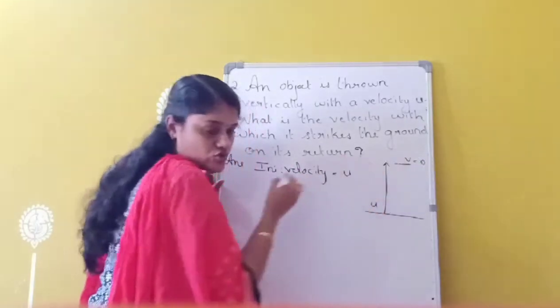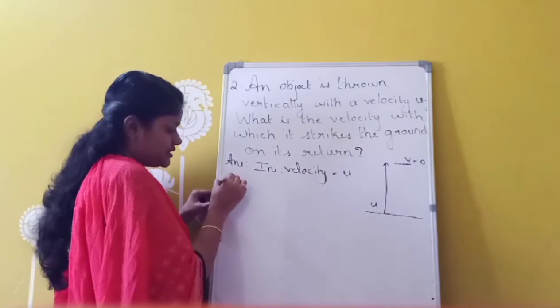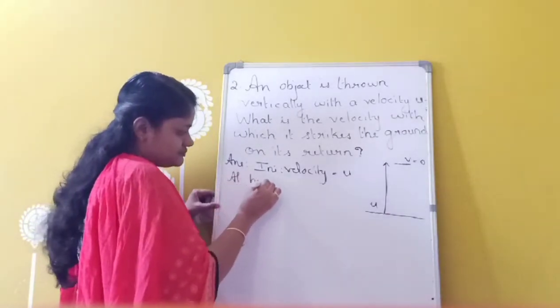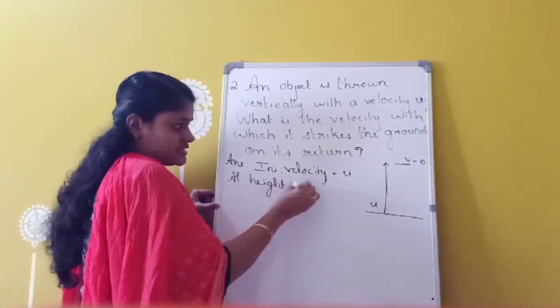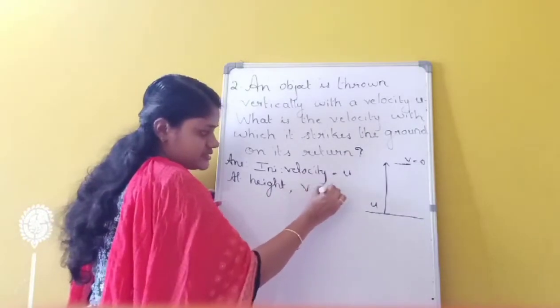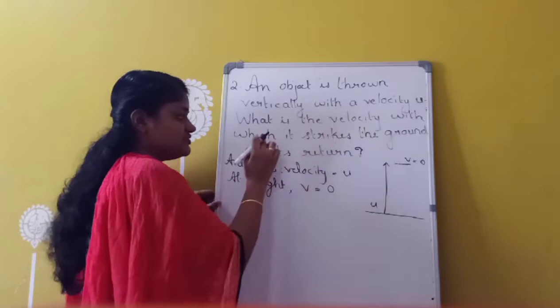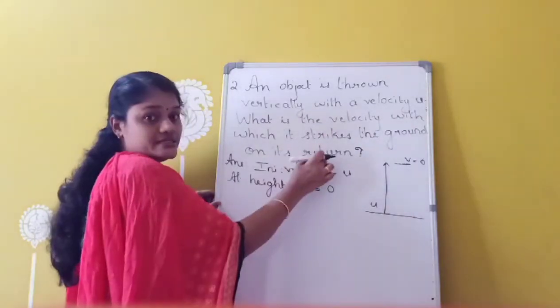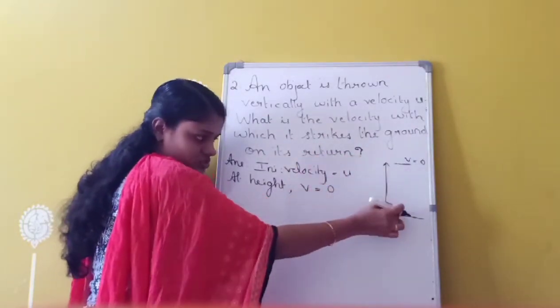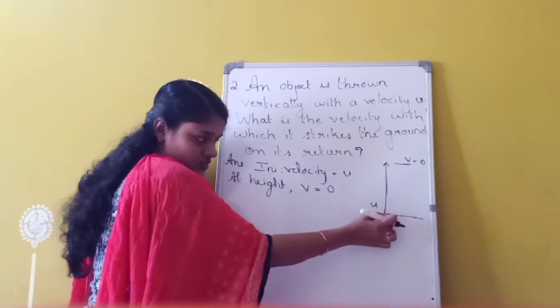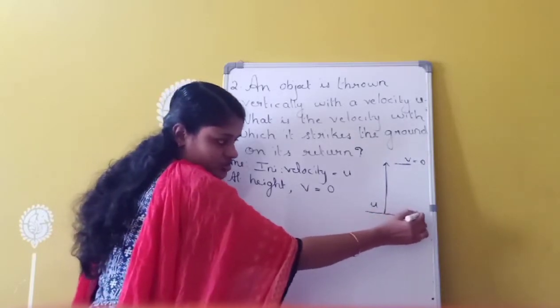Final velocity is 0. So when the object reaches the height, this final velocity is taken as how much? 0. And what we have to find out is the velocity with which it strikes the ground on its return. So when this object comes back to the ground, when it reaches near the ground, we have to find what the final velocity will be.